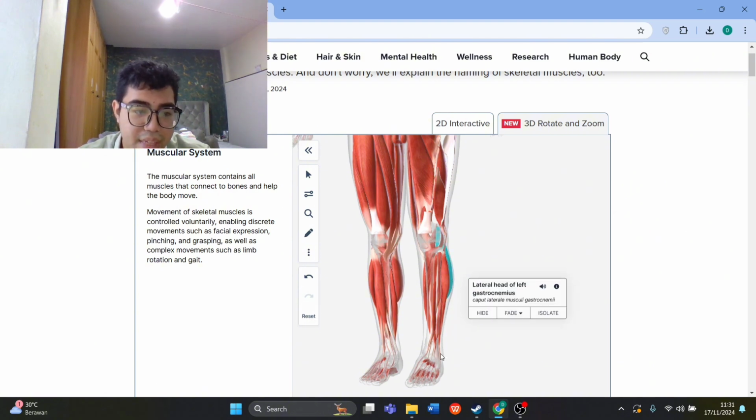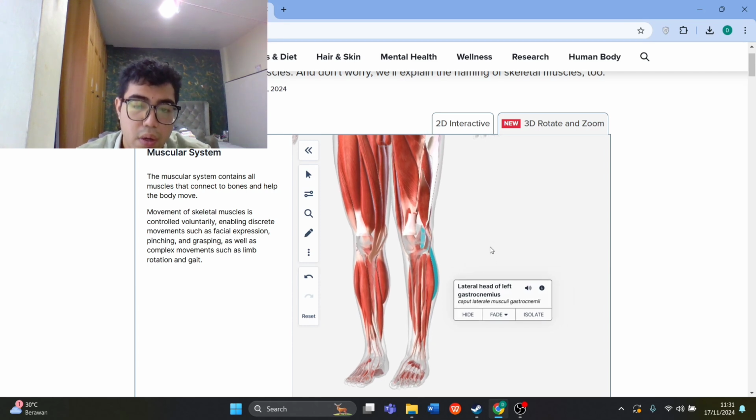But before we do that, I will just explain that the fibularis brevis originates in the distal two-thirds of the fibula, and it inserts in the tuberosity of the metatarsal bones.